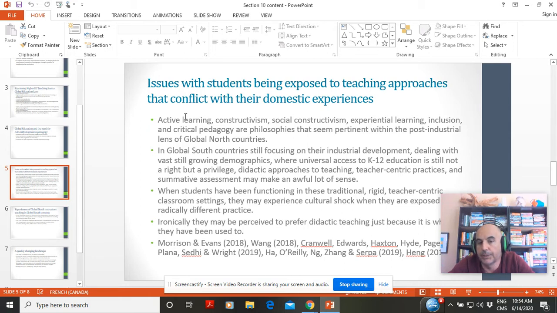Global South countries are still in the middle of industrial development, dealing with vast and growing demographics, something that we don't deal with in the global North because we now have demographics that don't renew our population. Universal access to K-12 education in global South countries may not yet be a right, but just a privilege. In these contexts, a didactic approach to teaching, teacher-centric practices, and summative assessment may still make a lot of sense because you're dealing with vast numbers, trying to do a lot, and doing it very quickly.